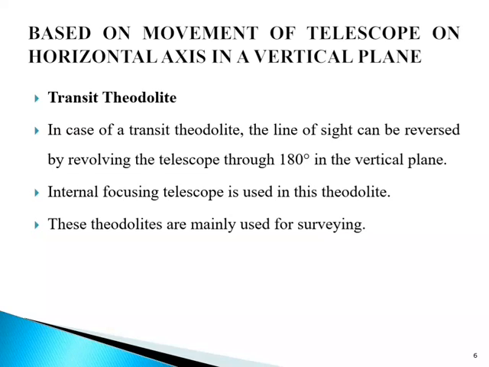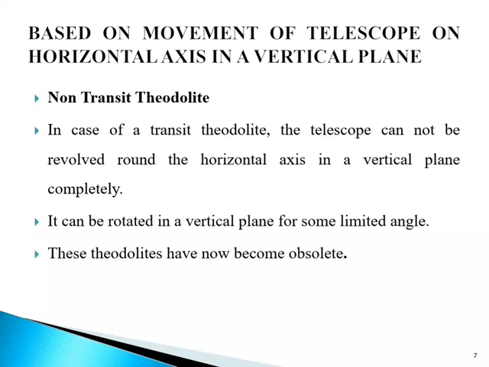In case of a transit theodolite, the line of sight can be reversed by revolving the telescope through 180 degrees in a vertical plane. An internal focusing telescope is used in this theodolite. These theodolites are mainly used for surveying. Next is the non-transit theodolite. In case of a non-transit theodolite, the telescope cannot be revolved around the horizontal axis in a vertical plane completely. It can be rotated in a vertical plane only for some limited angle. These theodolites have now become obsolete.